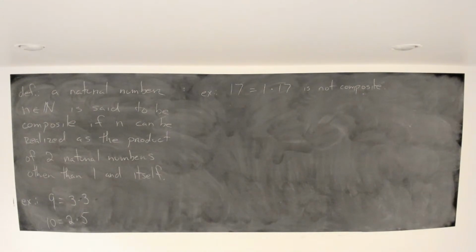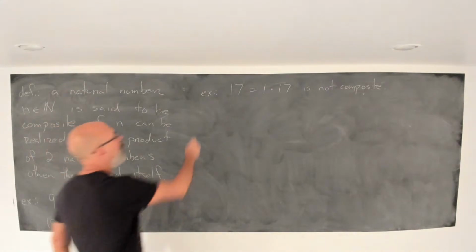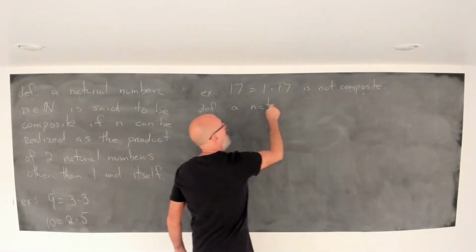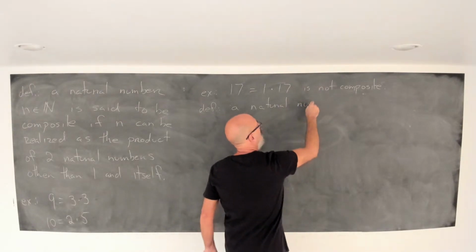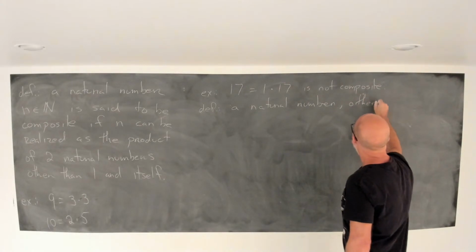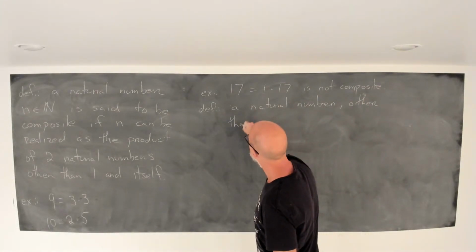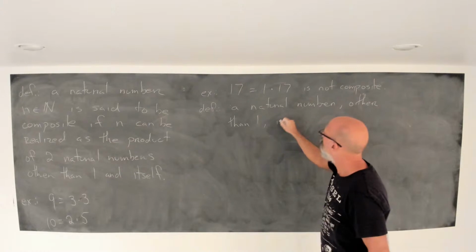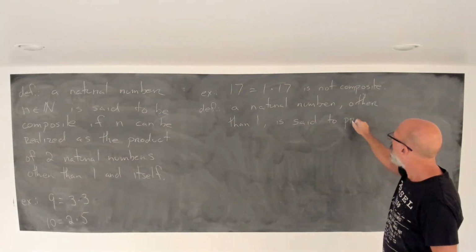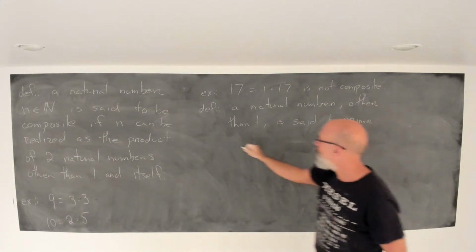This leads us to the following definition. A natural number other than 1 is said to be prime if it is not composite.